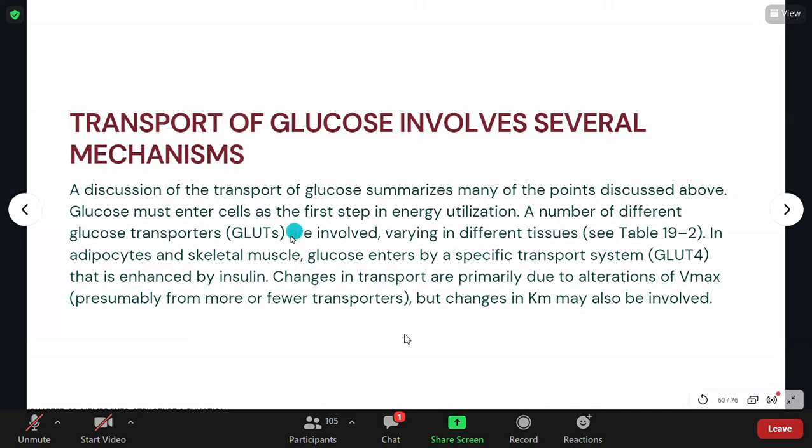GLUT1, GLUT2, GLUT3, GLUT4, GLUT5. GLUT4 is for adipose tissue and skeletal muscle. So these two tissues, adipocytes and skeletal muscle, use GLUT4 so that glucose can enter.